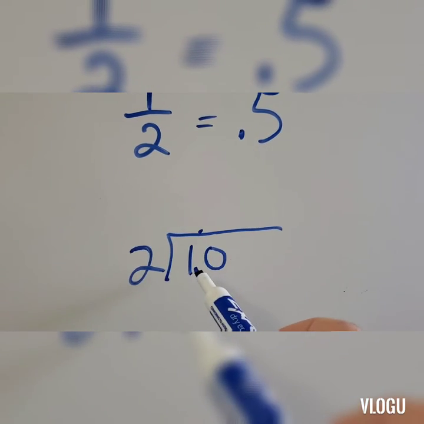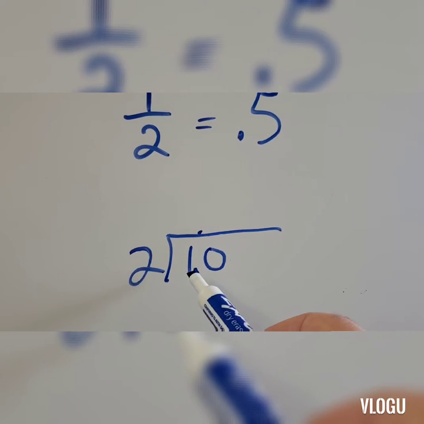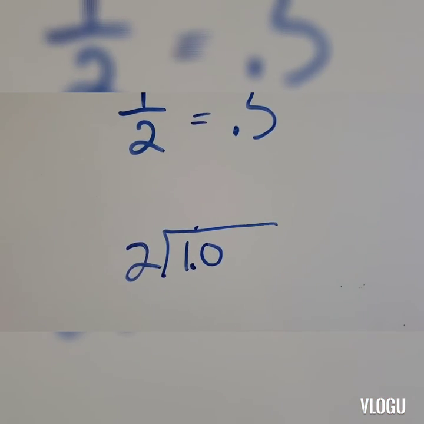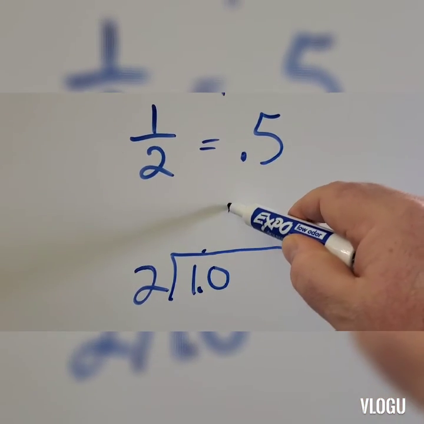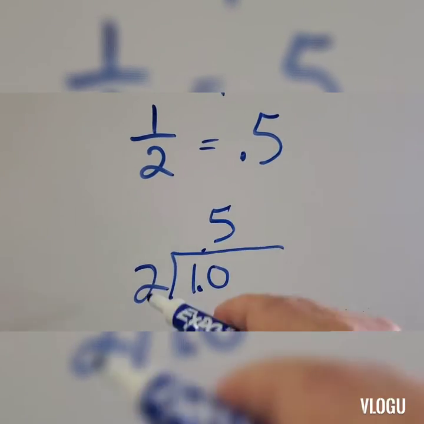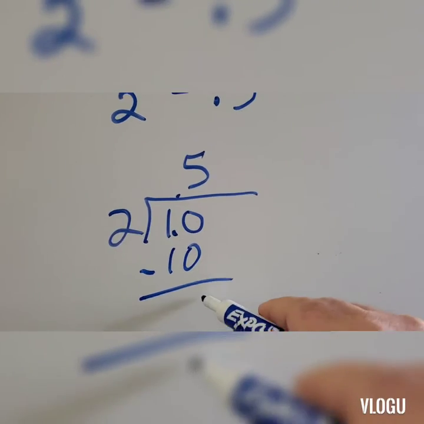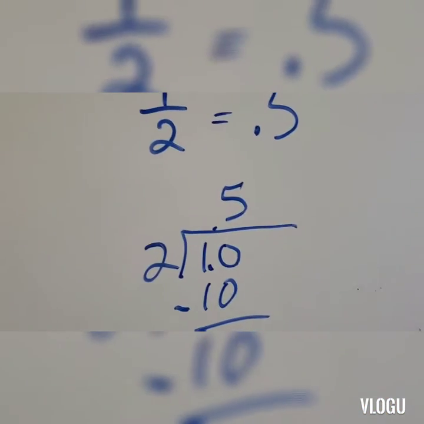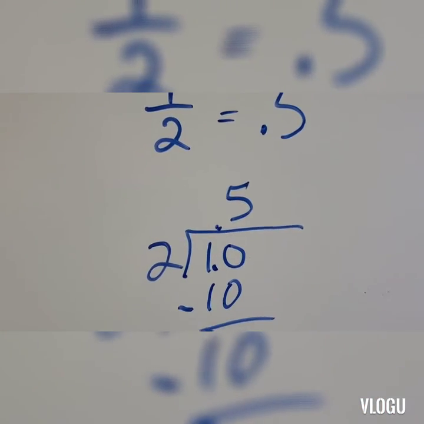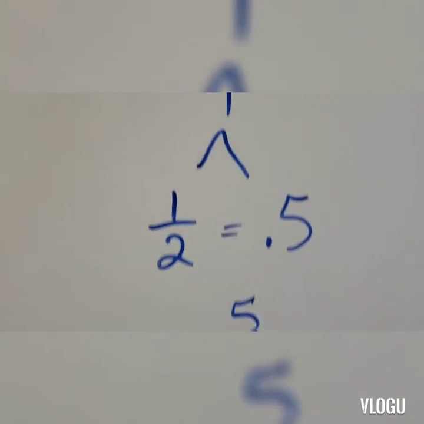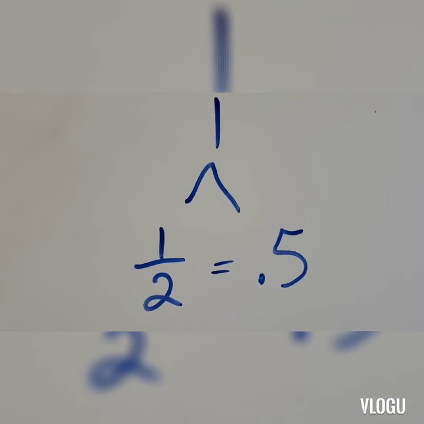So I was able to determine that 2 does not go into 1, but 2 goes into 10. And it goes into 10 5 times. 5 times 2 is 10. Subtract, no remainders, so my answer is 0.5. 5/10, just like we saw here.